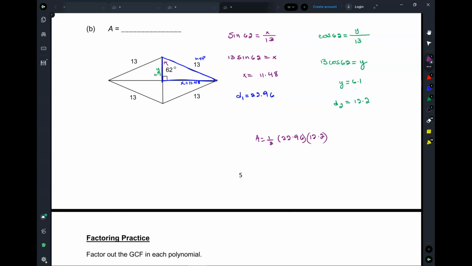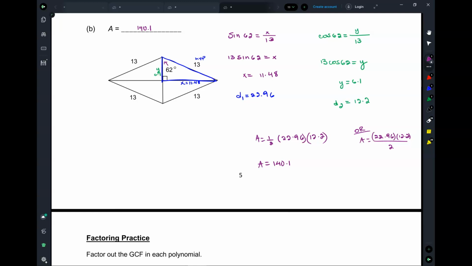Okay, and that is 140.1. You can also write this as D1 times D2 over 2. Don't flip the page just yet. Either way is okay. This is the formula for the area of a rhombus.